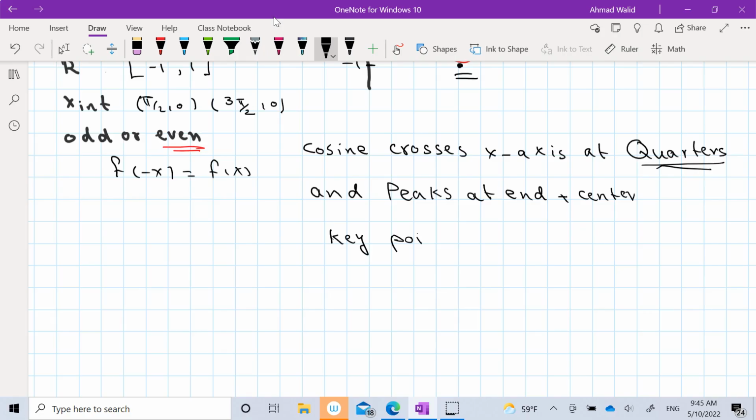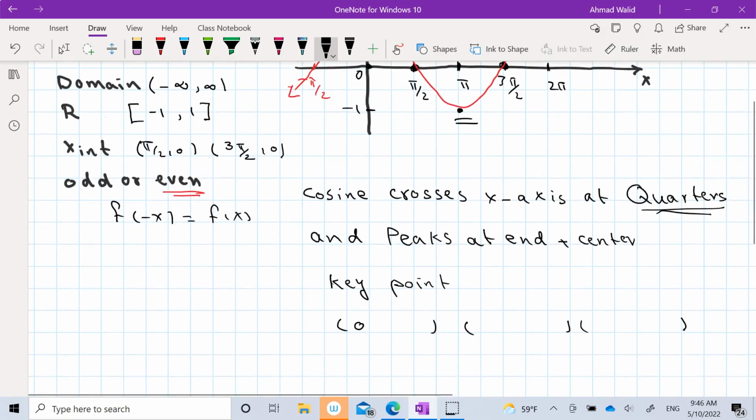Let me make a note, but remember, it's just for a standard graph. I'll put some numbers here. It doesn't mean it's always these numbers. It's changing. Key points are at the ends and center. It means at 0, the center, which is pi, and the end, which is 2 pi. At 0, you have 1. At pi, you have negative 1. And at 2 pi, you have again 1. These are your key points. But remember, when we change the period a little bit, these points change. It's not difficult. I'll show you in a quick example.